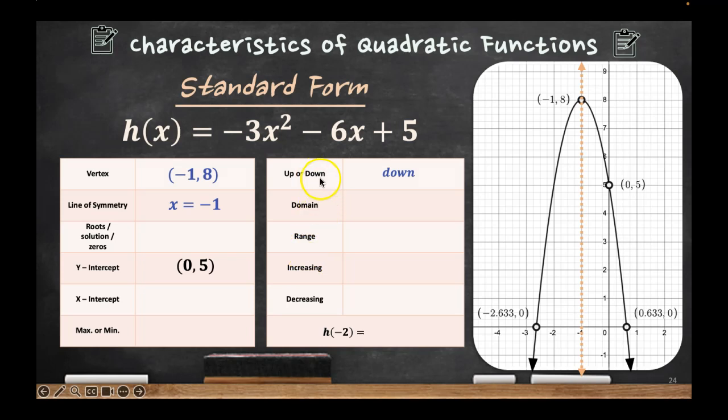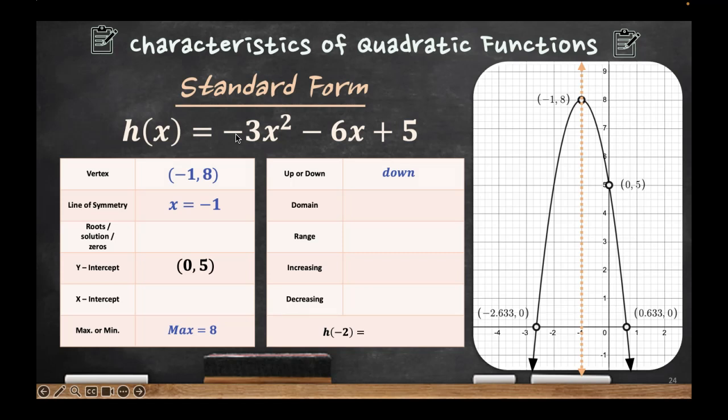Now when it comes to facing up or down, we graphed it so you can see that it's facing down. But you should be able to tell me that based off of the equation as well. If this leading coefficient is negative, it's facing down. If that leading coefficient is positive, like if that was just a positive 3x squared, then all of a sudden the graph would face up. All right, so just off of looking there, we should know it's facing down.